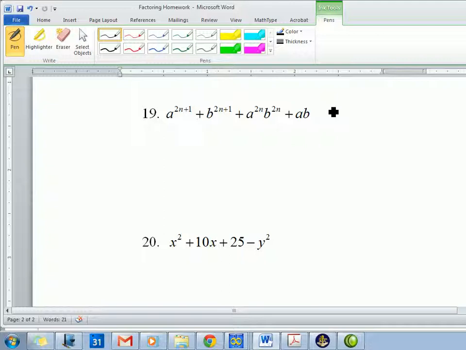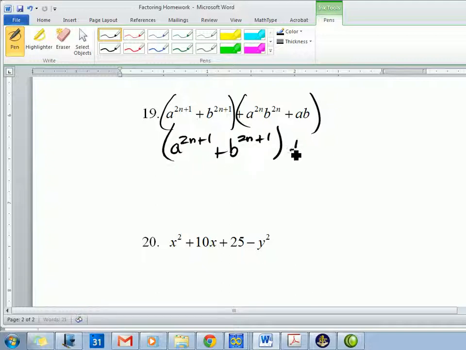If we go through this one right here, let's just group some things together. Let's group this together, and let's group these together. So that means I have a to the 2n plus 1 plus b to the 2n plus 1, plus a to the 2n, b to the 2n plus a, b, right?